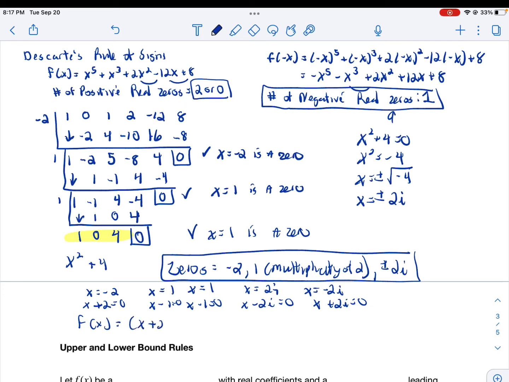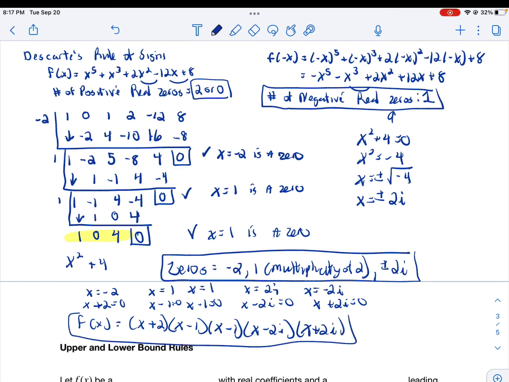So that's going to be x plus 2 times x minus 1 times x minus 1 times x minus 2i times x plus 2i. And there we go. It was a degree 5, so I should have 5 linear terms here. 1, 2, 3, 4, 5. Check.